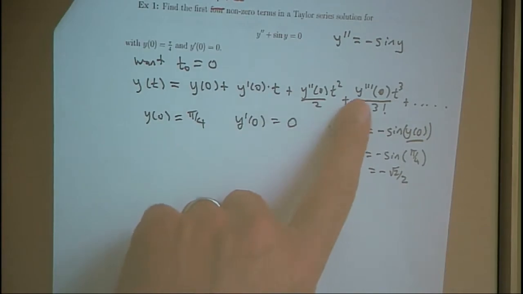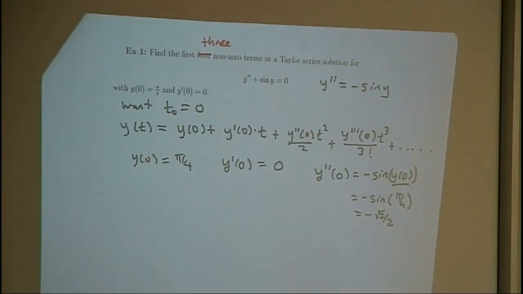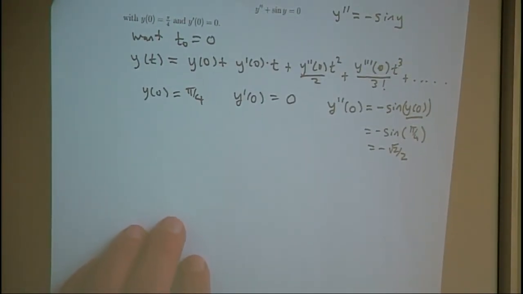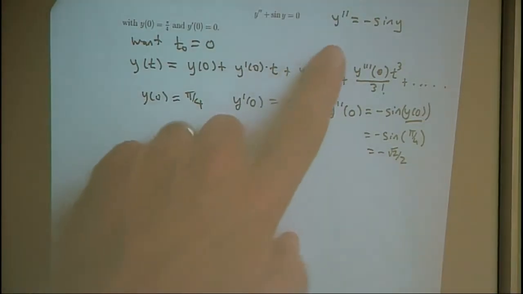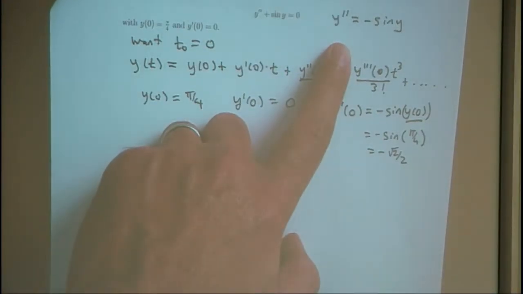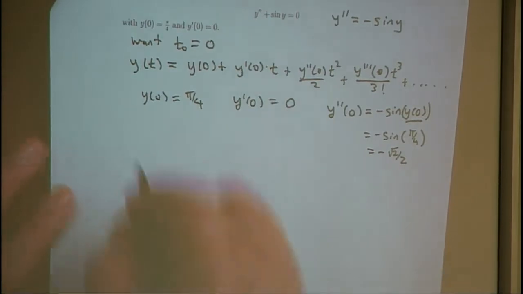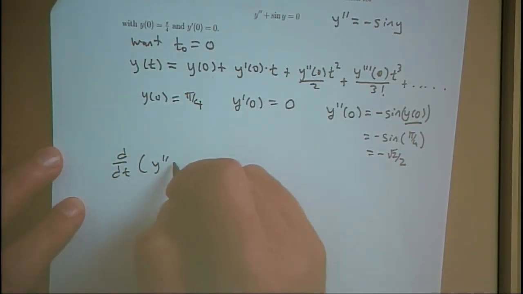Okay, so now we have to keep going, right? We want to find 3 non-zero terms in the Taylor series solution. Okay, so as I said, we have y double prime. How are you going to get at y triple prime? This would be a good question to ask if anybody were in attendance. So you take the derivative with respect to t of this. That's how we're going to get at y triple prime. Formally, I'm just going to take d/dt of both sides of this differential equation.